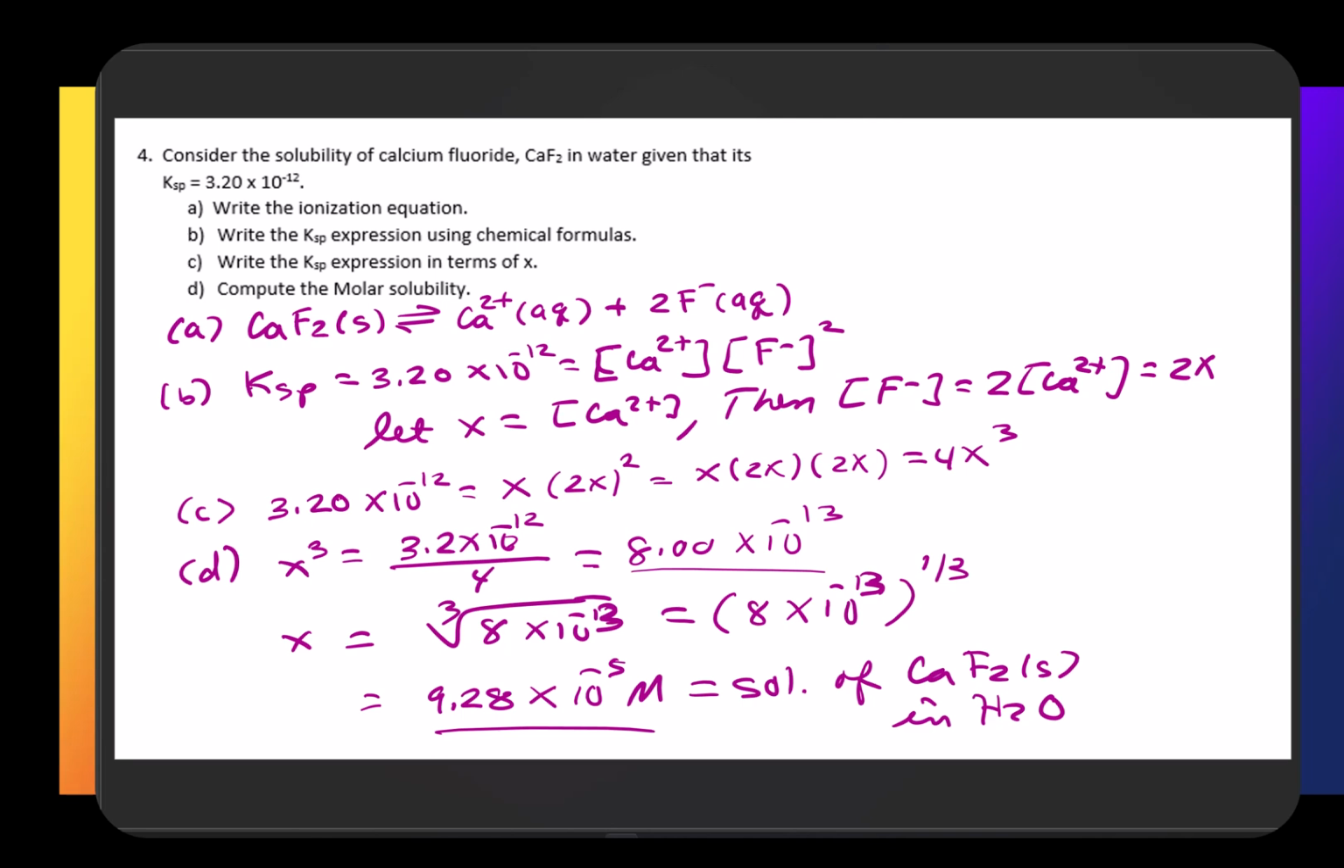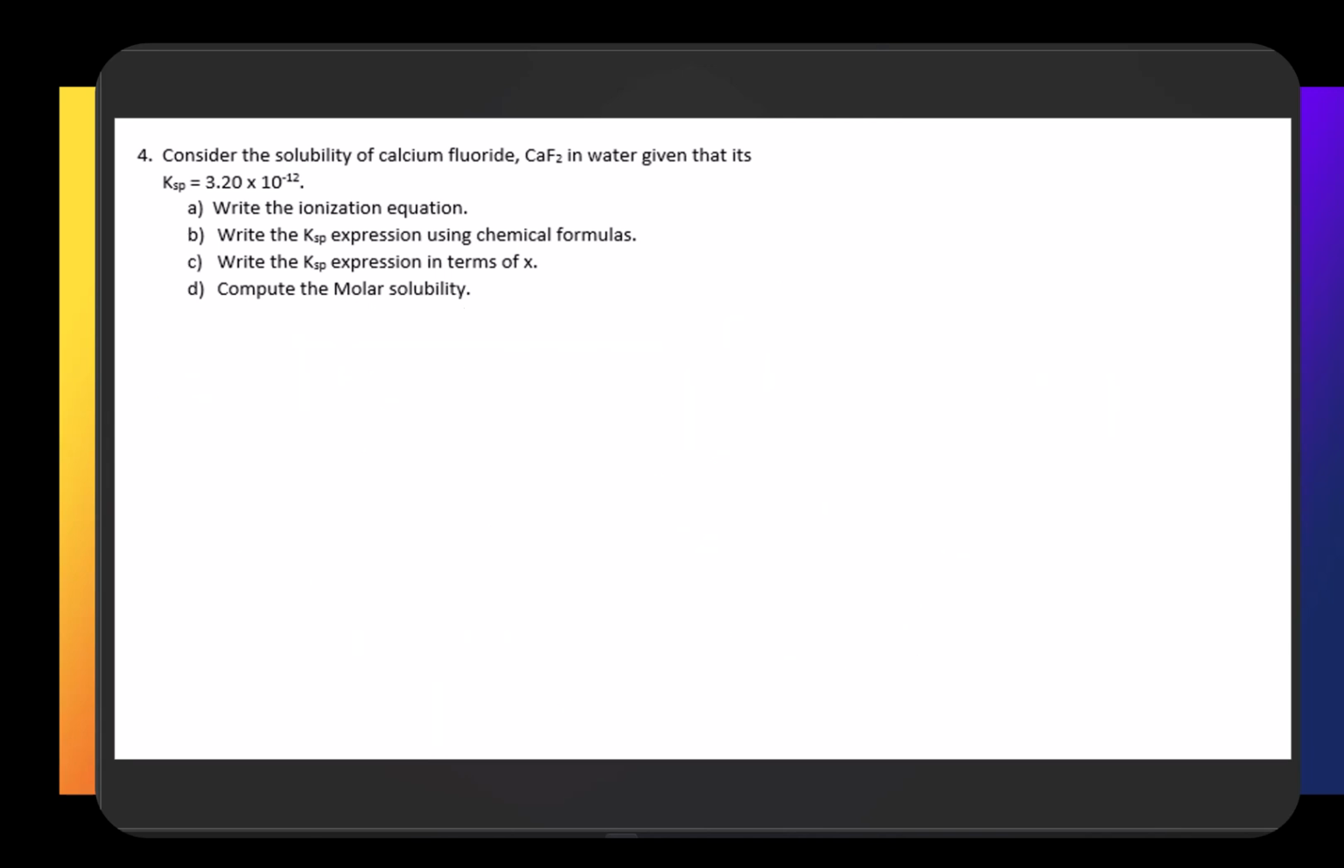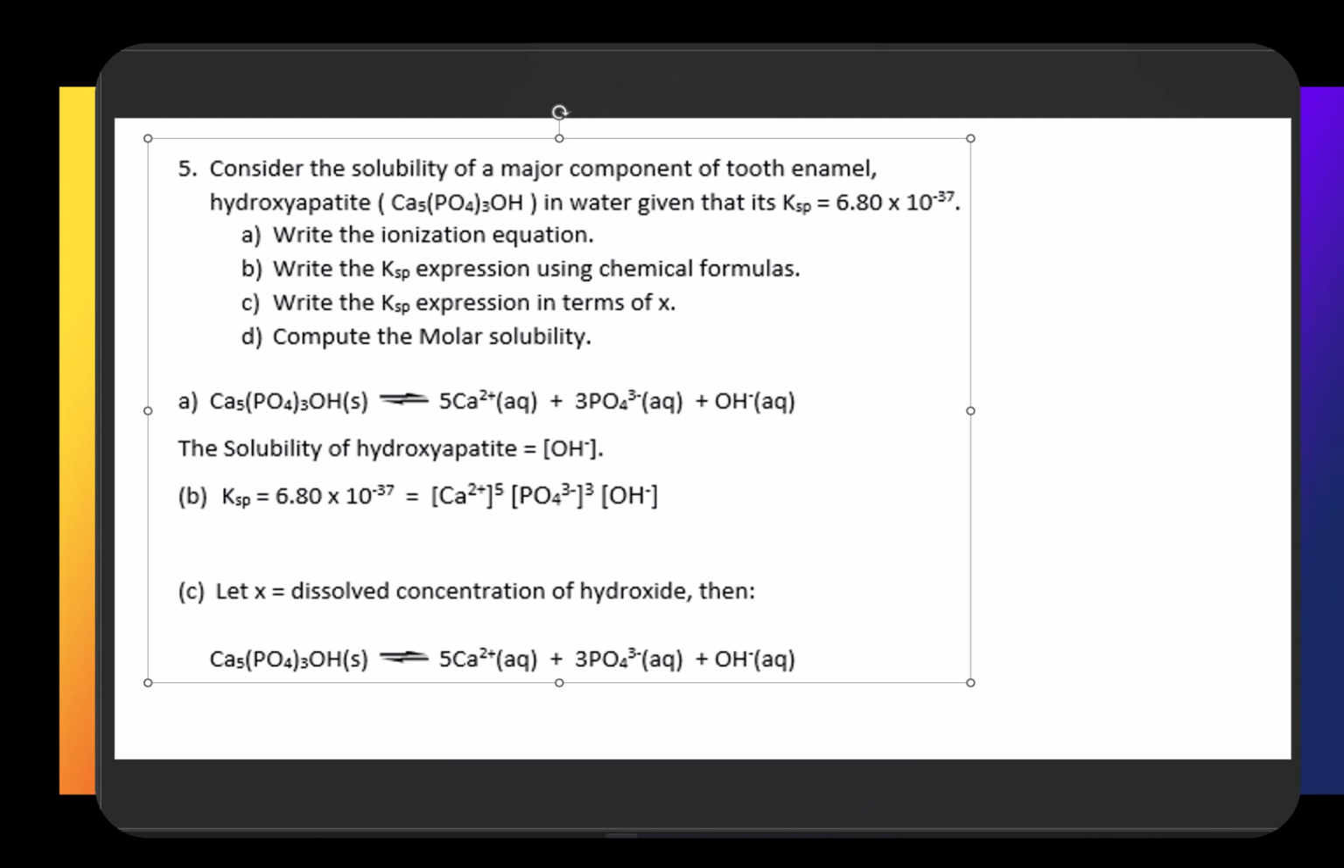Number 5. This one is on tooth enamel. We have a compound called hydroxyapatite, Ca5(PO4)3OH, sometimes abbreviated HAP. It's the main component of tooth enamel. And this is a formula that's been determined.